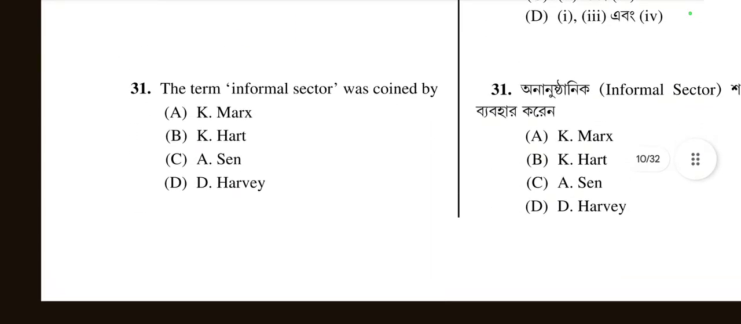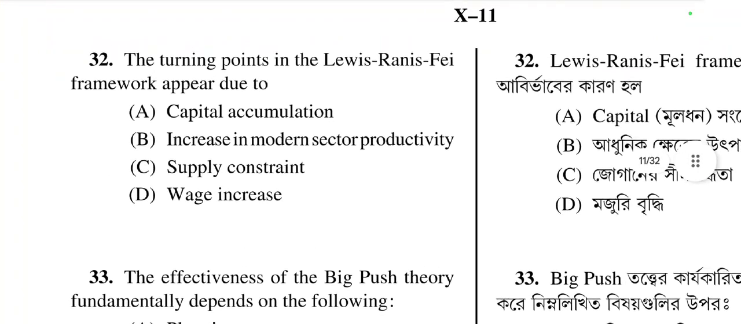Then come to question number 31. The term informal sector was coined by Karl Marx, K. Hart, Amartya Sen or D. Harvey. Informal sector was given by Keith Hart. So Keith Hart, option B, is the right choice. In the early 1970s, he used it to describe forms of employment that are not regulated by the state and often lack formal job security or benefits. That is called the informal sector, given by K. Hart. Then come to question number 32.